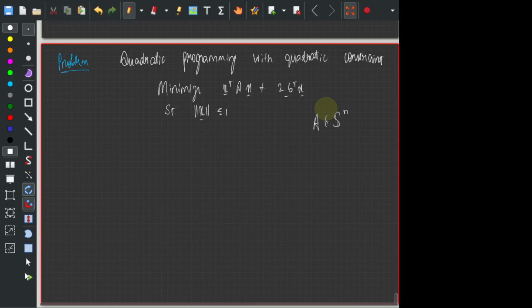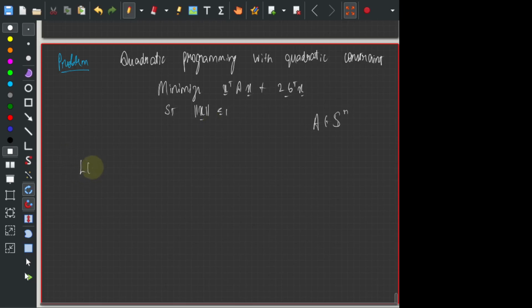But it turns out that this problem always satisfies strong duality, irrespective of the value of A. As long as A is a symmetric matrix, strong duality holds. So let's maybe work out an example. First, let's find the dual of this particular problem.